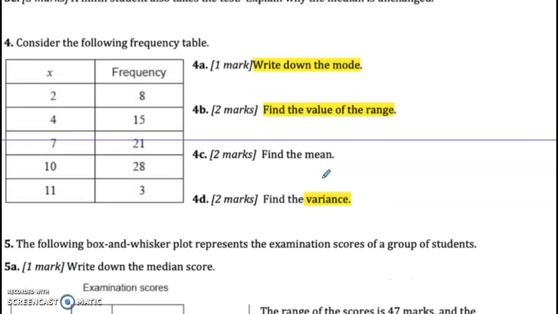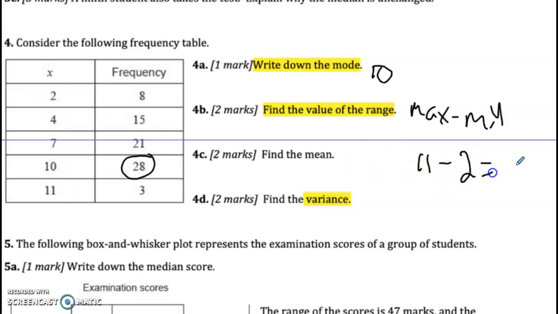This one was interestingly, there are quite a few wrong on this one. The mode is the thing that happens the most frequently. Here's your frequency list right here. So 28 is the one that happens more than any of the others. So your mode would be 10. Whatever this X represents, 10 happens 28 times. So that's your mode. The range is the max minus the min. Well, these are your values of your variable. The biggest value the variable takes is 11, and the smallest it takes is 2. So you would subtract the values and get 9.